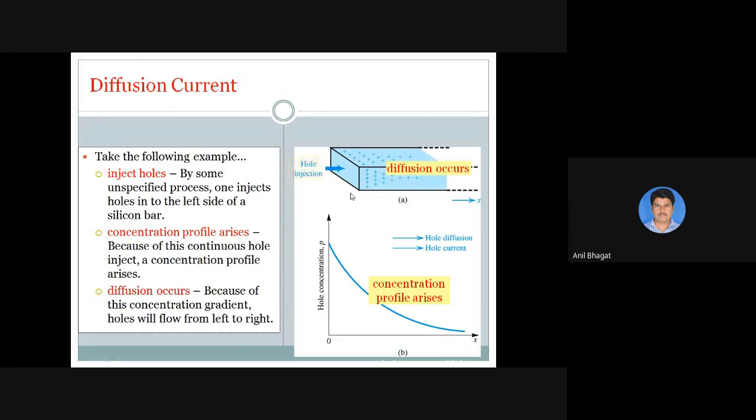So now there are three concepts: the hole injection. Here, the hole is injected, then a concentration profile arises and diffusion occurs. There are three concepts in the current: inject the hole.